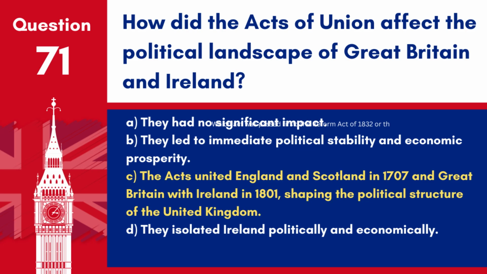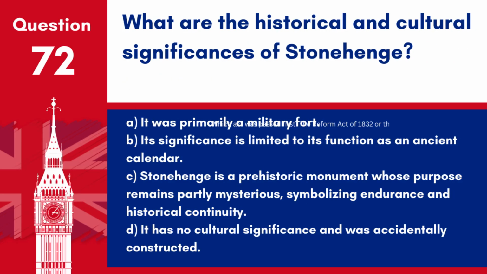Answer: C. The Acts united England and Scotland in 1707 and Great Britain with Ireland in 1801, shaping the political structure of the United Kingdom. The Acts of Union were significant in creating a united political entity under a single parliament, though they also laid the groundwork for future conflicts, particularly regarding Ireland.